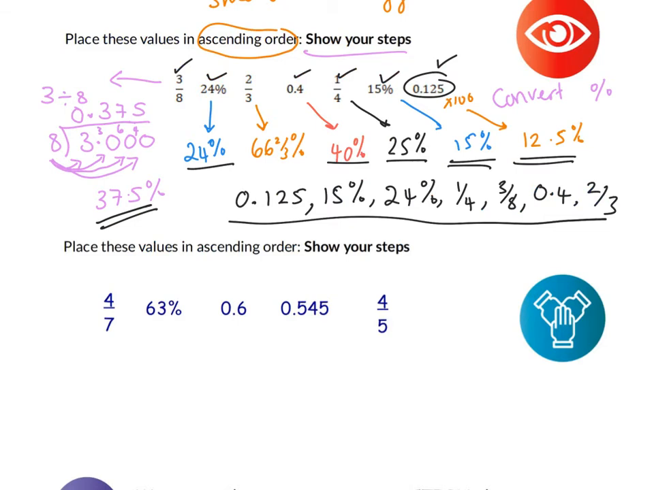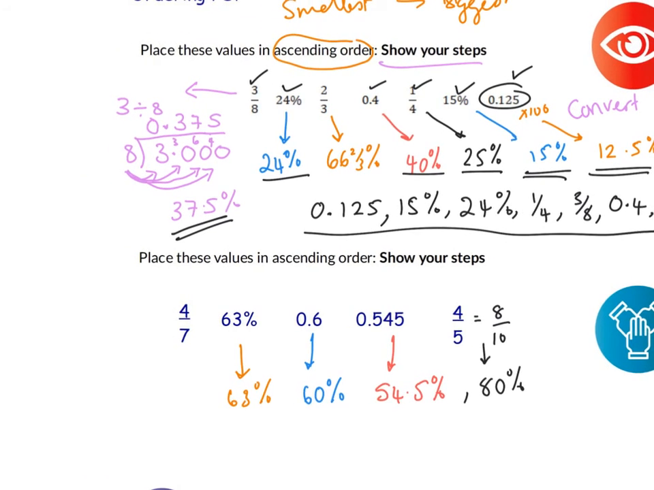So if we're putting everything into a percentage again, so we'll leave the first one for a second. So I've got the 63%, that's all fine. And then we've got 60% and 54.5%. The last one is the same as 8 over 10, which is 80%. Now let's go back to the division and move over a little bit so I've got a bit more space.